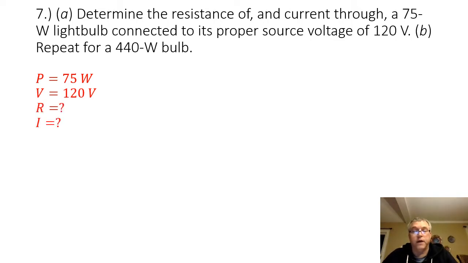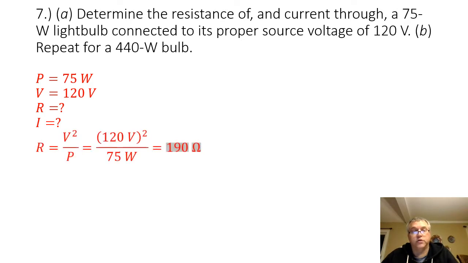Now remember, one thing about Ohm's law is you have 4 variables. We have the voltage, current, resistance, and power. If you know any 2 of those, you can find the other 2 using V equals IR or P equals IV or some combination of the 2 of those. So to find the resistance when we are given the power and the voltage, the resistance is going to equal V squared divided by P. So 120 volts squared divided by 75 watts is going to give us 190 ohms.